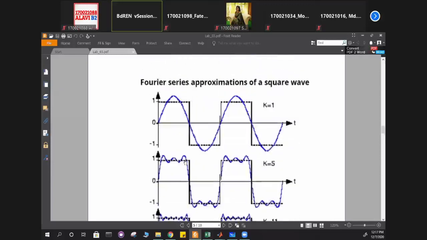Why am I calling this a discontinuity? At this particular point, what is the value of your function x(t)? Undefined, sir. Undefined. That means it is a transition from 1 to -1, so it is not possible. This is the discontinuity. At a particular time, it cannot be 1 or -1.